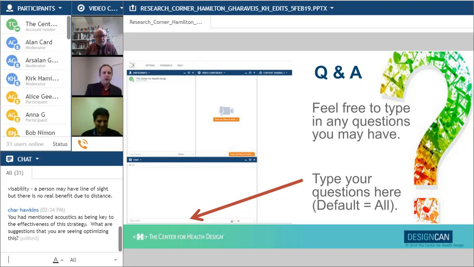That's great. Thank you. We have two questions from Richard and Shar, both of which get to the issue of those confounders that you mentioned. Richard is asking about any observations concerning distance and visibility. A person might have line of sight, but there's no real benefit due to distance. And Shar says you had mentioned acoustics as being key to the effectiveness of the strategy. What are some suggestions you're seeing in optimizing this?